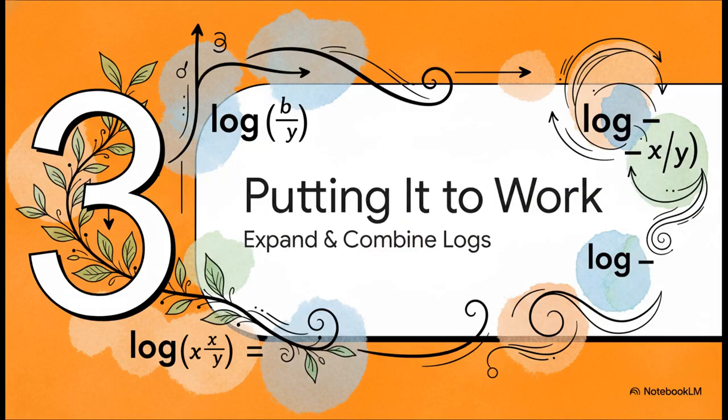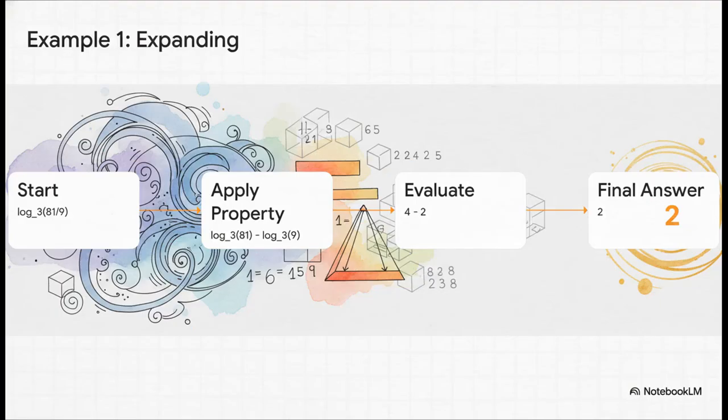All right, theory is great and all, but let's actually put this thing to work. We're going to look at how to use it both ways, expanding one log out into two, and then combining two logs back into one. Let's start with expanding. Okay, for our first example, we're starting with log base 3 of 81 over 9. So we apply the property, and that becomes log base 3 of 81 minus log base 3 of 9. And hey, we can actually solve those. Log base 3 of 81 is 4, because 3 to the 4th is 81, and log base 3 of 9 is 2. So 4 minus 2 gives us our final answer of 2. And boom, it checks out perfectly.